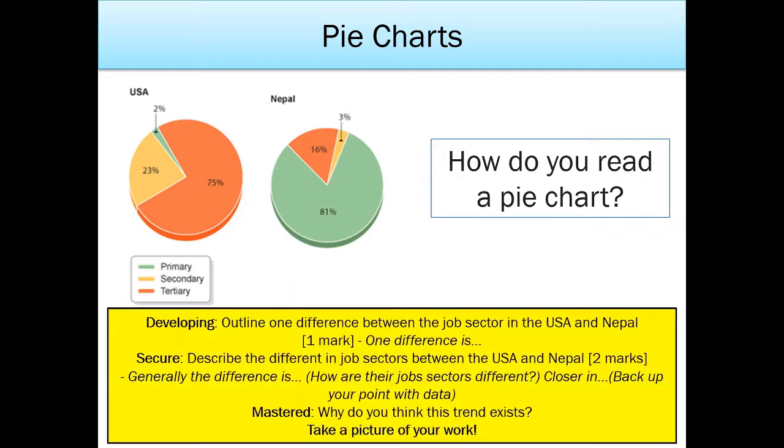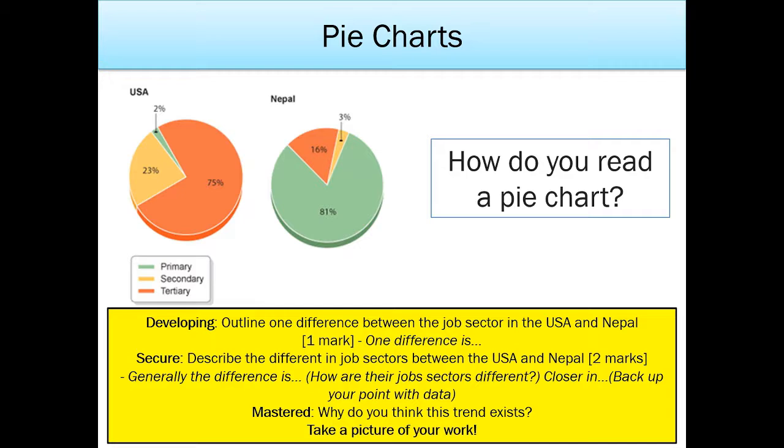So for developing, outline one difference between the job sectors in the USA and Nepal. So that's a 1 mark question. So can you tell me a difference between the jobs that are done in Nepal and USA? Remember, even though it's 1 mark, I still want you to back this up with some information. So if you're going to say that the USA does more of this job than Nepal, you need to tell me how much percent the USA do compared to Nepal, okay?